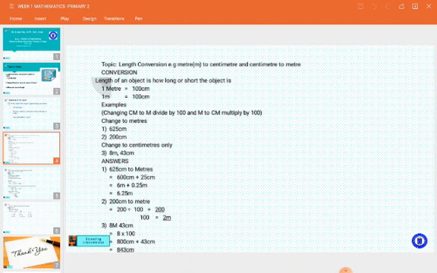Now look at the examples. They say change to meters. 1, 625 centimeter. Number 2, 200 centimeter. Then example 2, they say change to centimeters only, and the question is 8 meter 43 centimeter. We are going to solve it together.